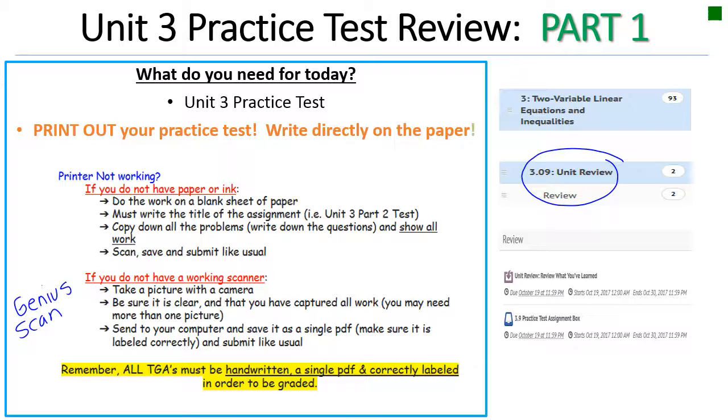If you need to, go ahead and pause the recording now to make sure you have the Unit 3 practice test printed out.